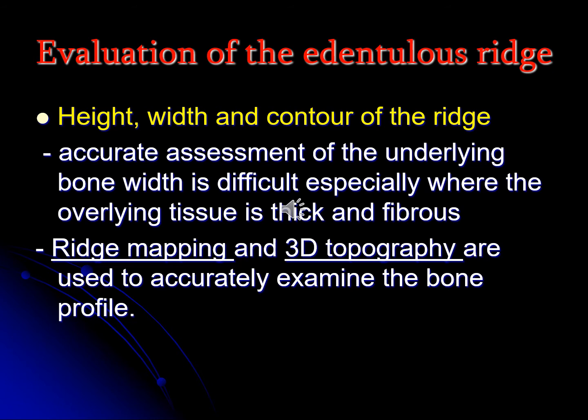For that, we need an accurate assessment to evaluate the third dimension of the bone, the 3 dimensions of the bone. We can have the accurate assessment of the underlying bone width by using 2 measurements. First measurement is ridge mapping. Second measurement is 3D topography. These 2 assessments are used to accurately examine the bone profile and the 3 dimensions of the bone.